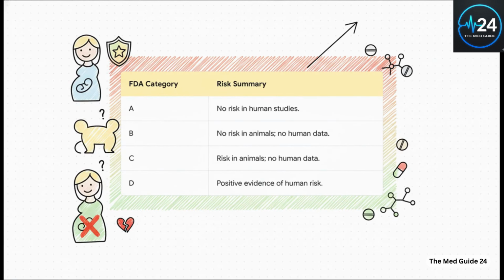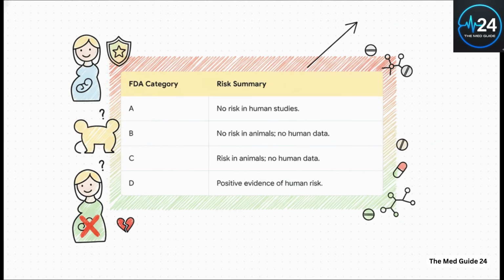And to make all this information easier to digest, the FDA came up with these pregnancy risk categories. Category A is the gold standard. It means controlled studies in humans have shown no risk. But as you go down the list B, C, and D, the level of uncertainty or even known risk goes up. It's meant to be a quick guide to help doctors and patients weigh the benefits of a drug against its potential risks.